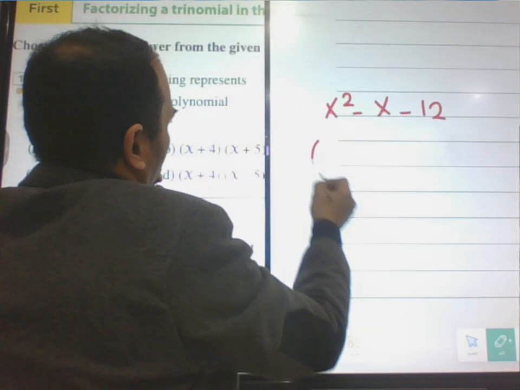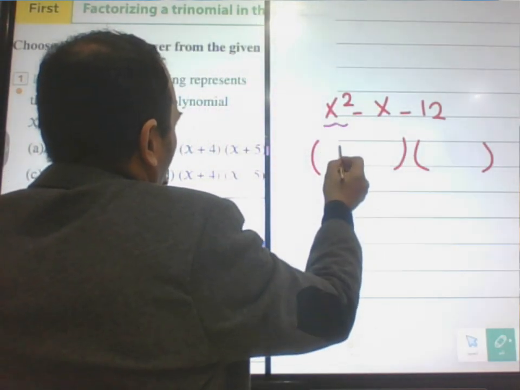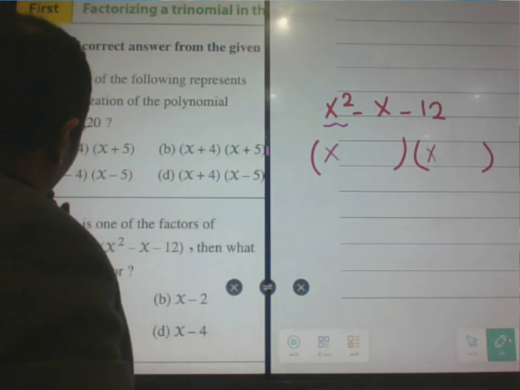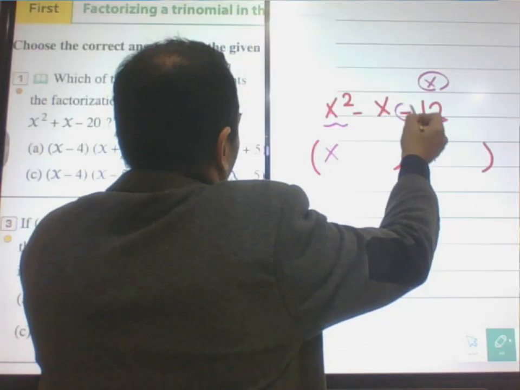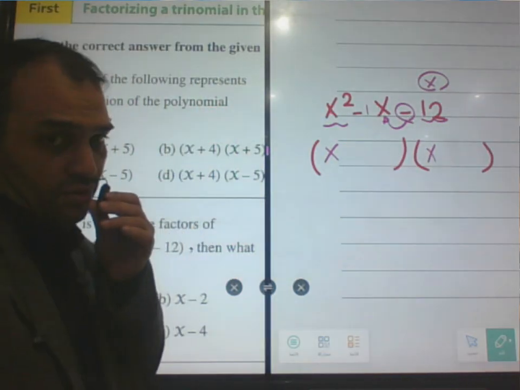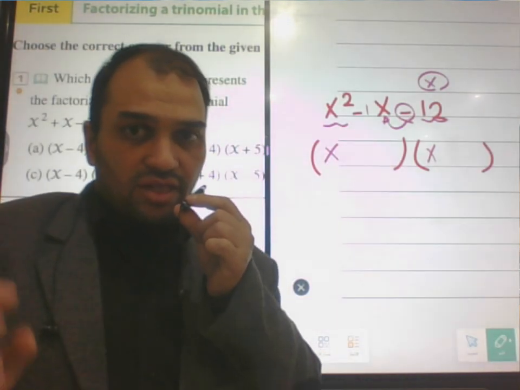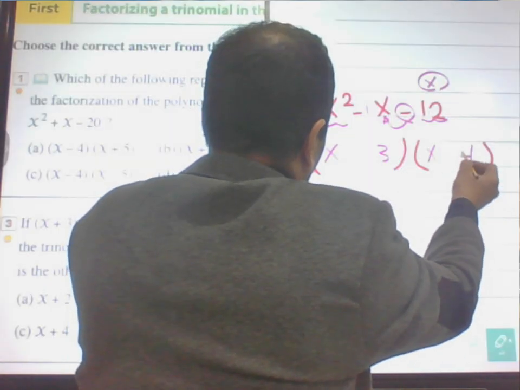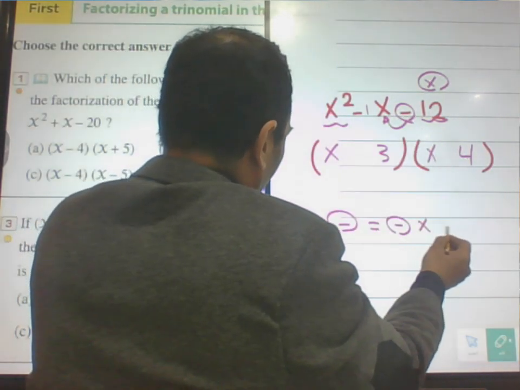Okay, now I will open two brackets to factorize. We know x power 2 is equivalent to x by x, and we want two numbers whose product equals 12 and the difference between them equals 1. Understood? We know 3 times 4 equals 12. Write 3 here and 4. The sign is negative. Negative is equal to negative by positive.